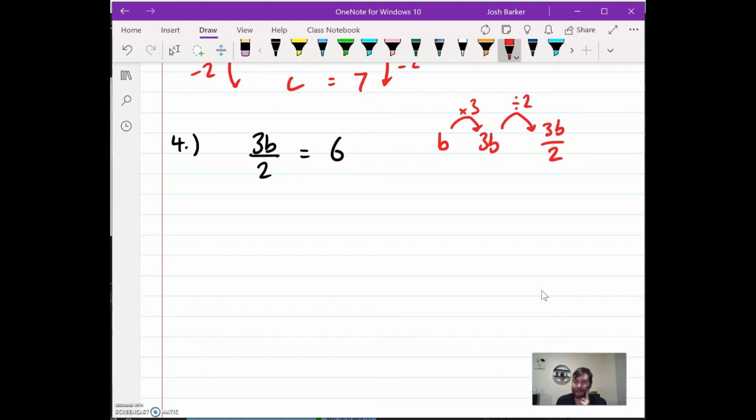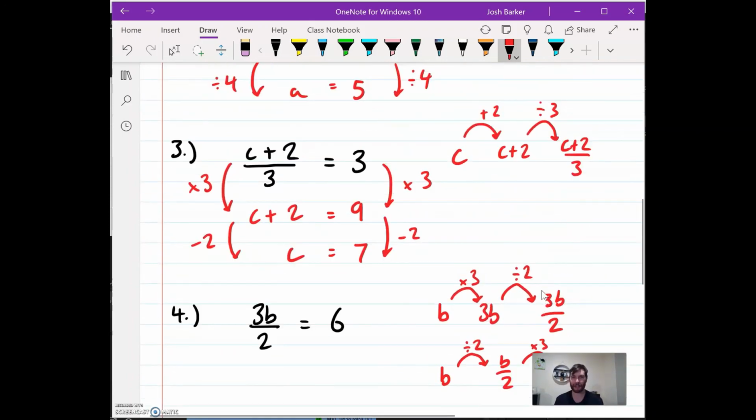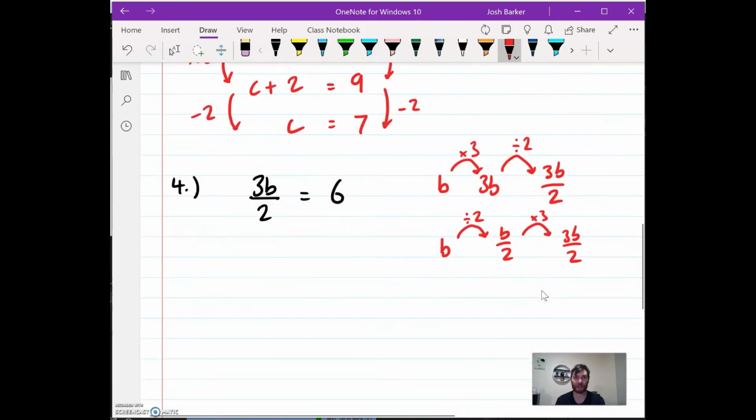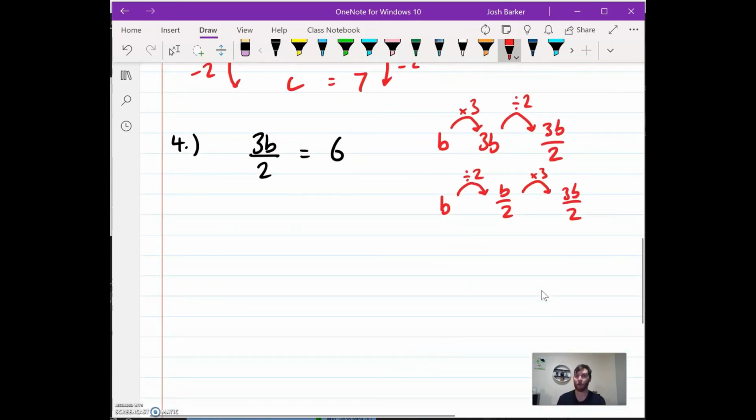The funny thing about this one is because there's no additions in there, it's all part of one thing. You could actually do this a slightly different way and say b divided by 2 gives me b over 2, and then multiplied by 3 gives me 3b over 2. So this one's a little bit different because we don't have the same addition and subtraction that we have to account for like we did in the other ones that we did before. But anyway, I'll use my first sort of flow chart here.